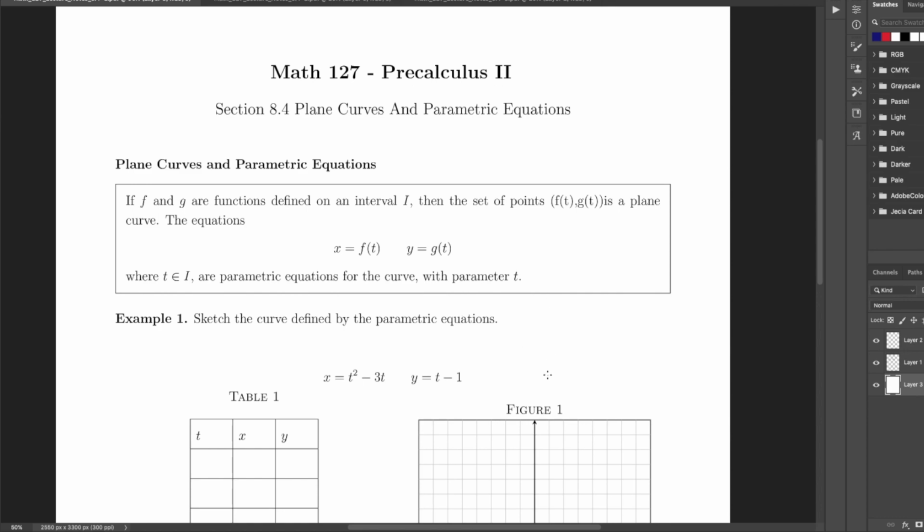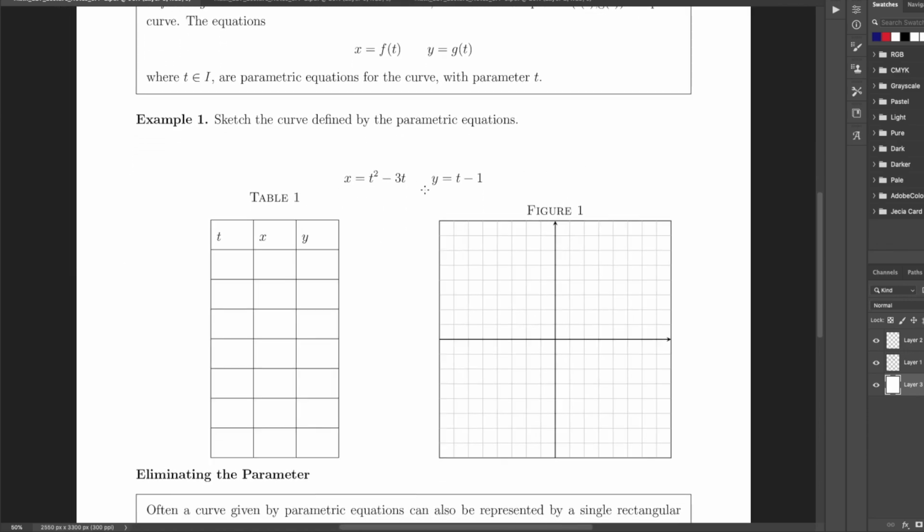So the first thing we're going to do is just use these equations to produce our values. And so here we're just going to start. Let's start at -2, -1, 0, 1, 2, 3, 4. Should be good enough. So if t is -2, plug it in here. -2 squared minus 3 times the -2 will give us 4 plus 6, so it'll be 10. And then if we plug it in here, we'll have -2 minus 1 will be -3.